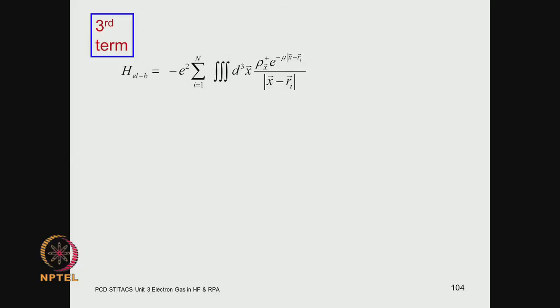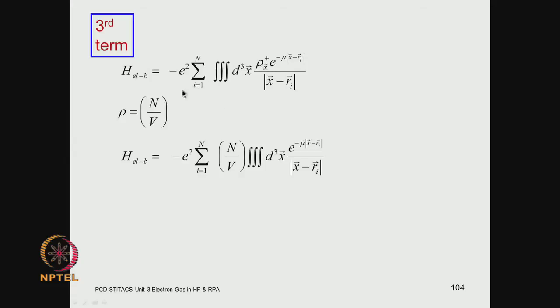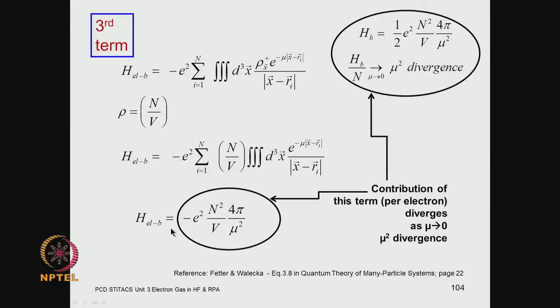Let us look at the third term. This was the electron background interaction. So, this is the electron background interaction. This rho is nothing but n over V. So we have this term, and we already know how to evaluate this integral. We just did in the previous slide, so that we know is 4 pi over mu square. So this is our result now. Okay, so the electron background interaction term also has a mu square divergence.